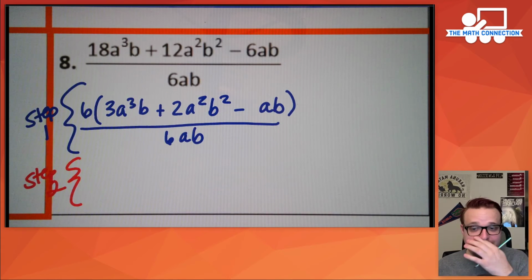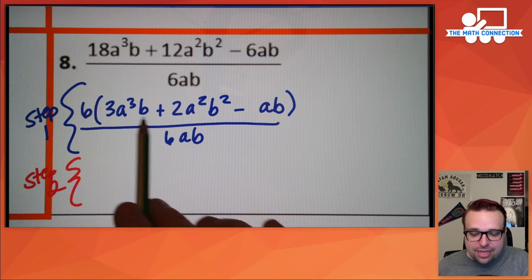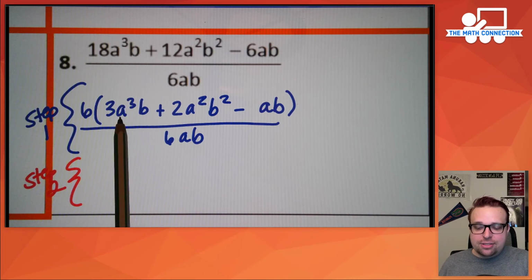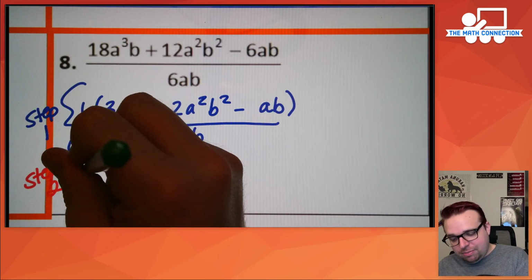Step 2, we're simplifying again. What else? We can't simplify any more numbers, right? But do they all have A's? This has A's, this has A's, and this has A's. Sure does. This has 3 of them, this has 2, and this has 1. So what's the most I could take out of all of them? 1. So this is going to be 6.